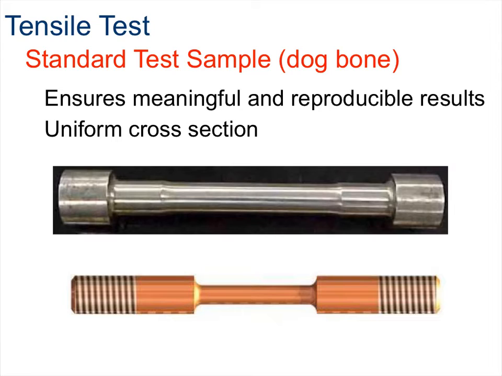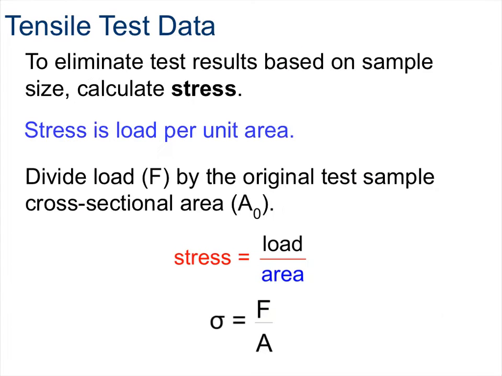Whereas if the sample was to rupture at one of the ends or at the grip itself, the failure may be attributed to improper loading or pre-existing defects in the material. Therefore, a dog bone sample is designed to ensure the highest probability that the sample will fail due to maximum tensile loading. To eliminate test results based on sample size, we calculate stress.